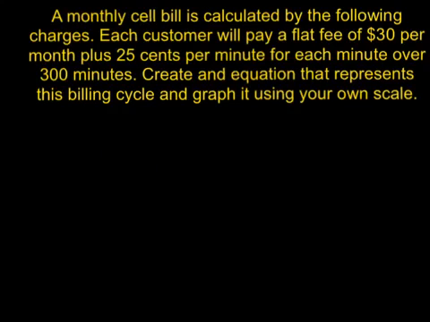Here's example 3. A monthly cell bill is calculated by the following charges. Each customer will pay a flat fee of $30 per month, plus 25 cents per minute for each minute over 300 minutes. Create an equation that represents this billing cycle and graph it using your own scale. So where would I start?